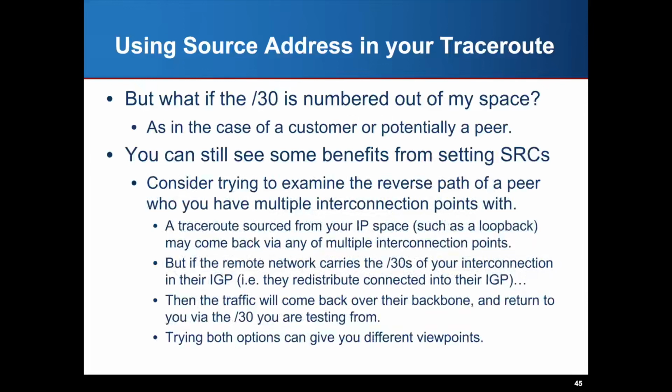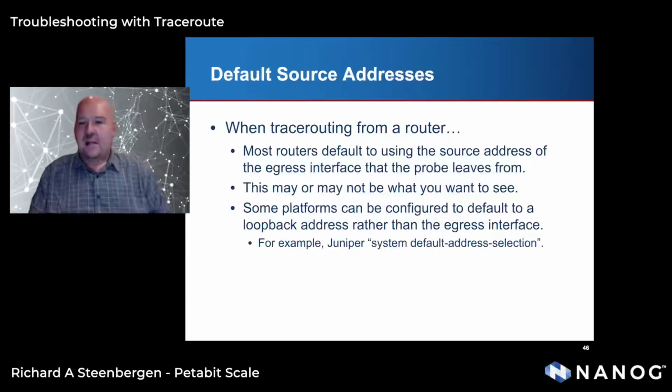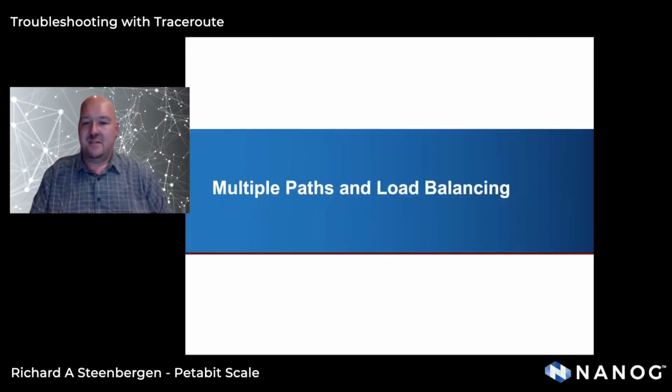And really what you're trying to do is come at it from many different viewpoints until you eventually find the cause of the problem. Another thing to keep in mind when traceroute-ing from a router is that most routers default to using the source address of the egress interface. So it's where the probe leaves from. And that may or may not be what you want to see. For some platforms, there is a configuration that you can set. For example, you can set system default address selection, and then it'll make it source from the loopback always. But you can play around with this. You can set traceroute source, and you can use that to narrow down what you want to see.